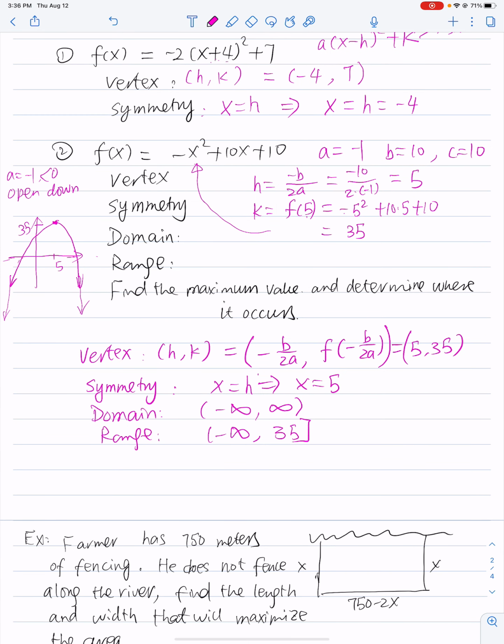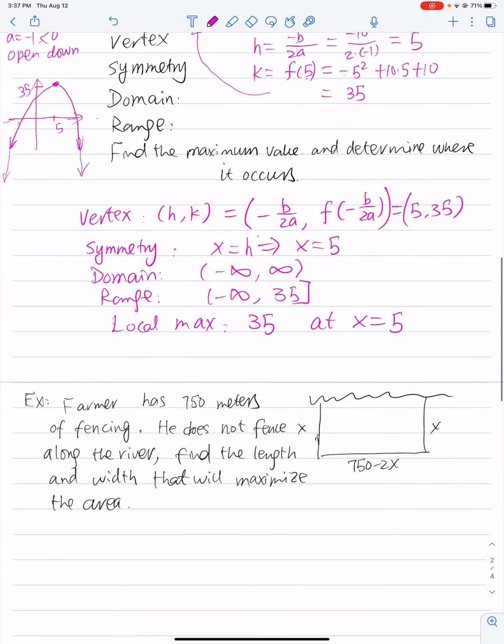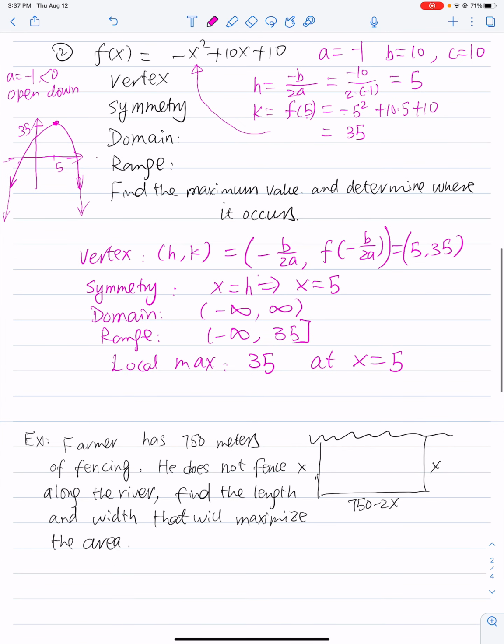For the vertex here, is this a local maximum or local minimum? It's a local maximum value, which is the y coordinate, 35, and it occurs at x equal to 5. Okay, so this is this question.